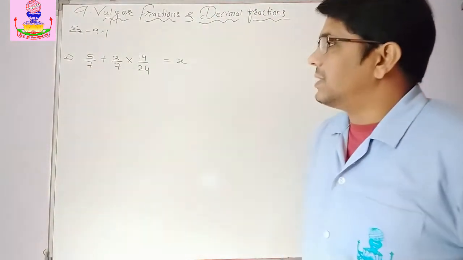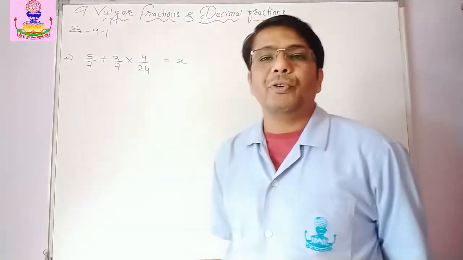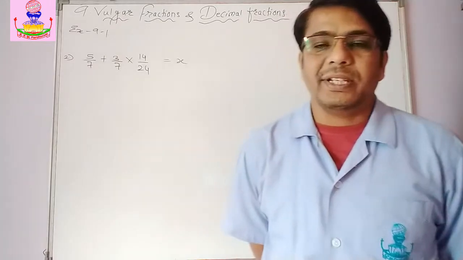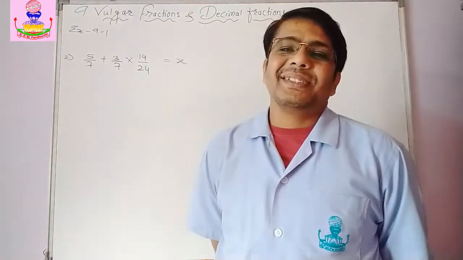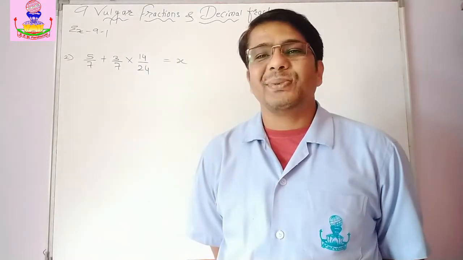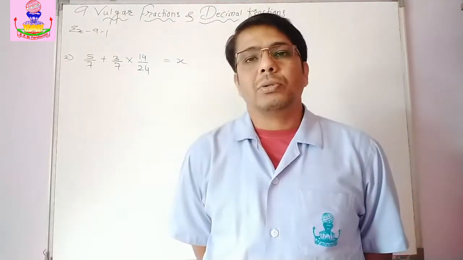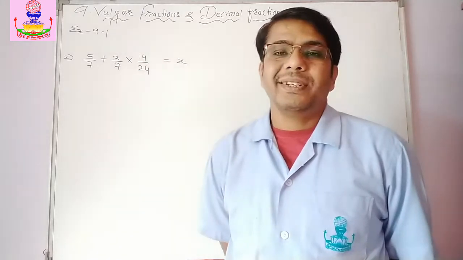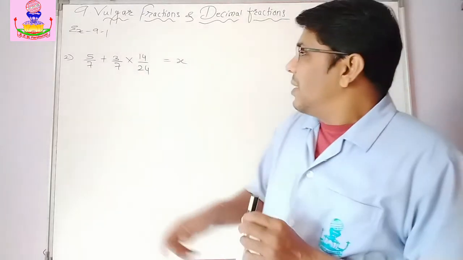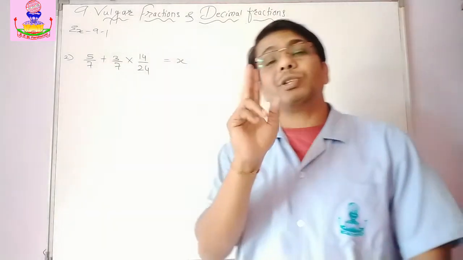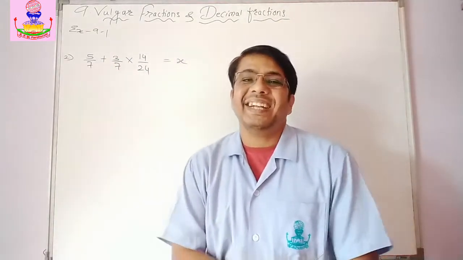Now see, if 5 upon 7 plus 3 upon 7 into 14 upon 24 is equal to x, then what is x? You need to find out the value of x. Keep this in mind, dear students. Don't forget the basics. We forget the basics and we make mistakes, and then we find, oh no, maths is difficult. Now what is the basic here? There are two types of operation, multiplication and addition. So which should be done first?